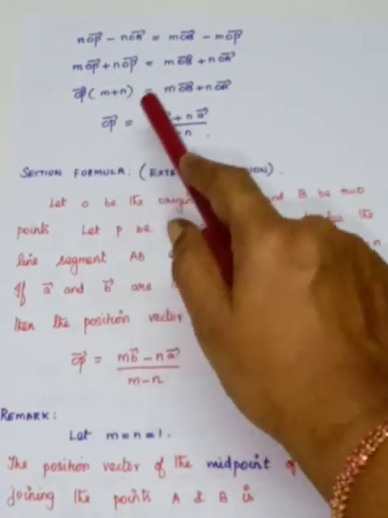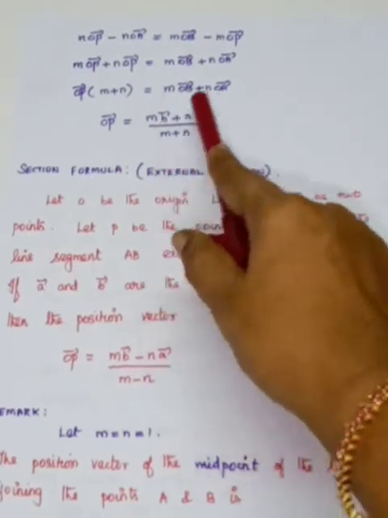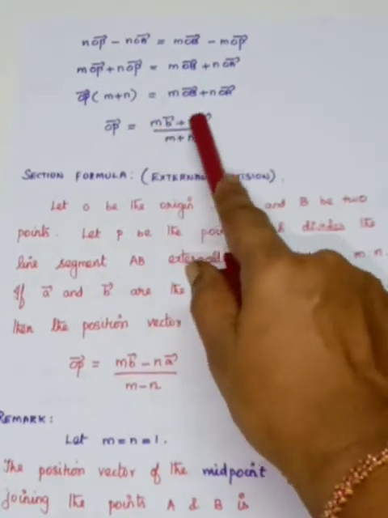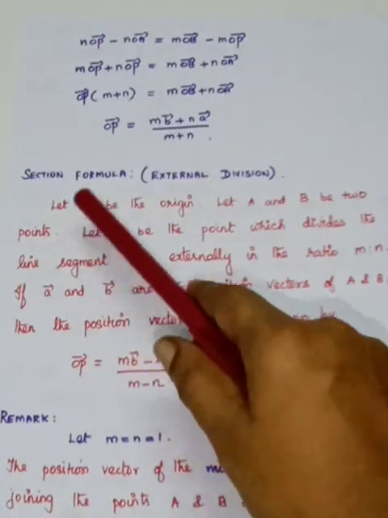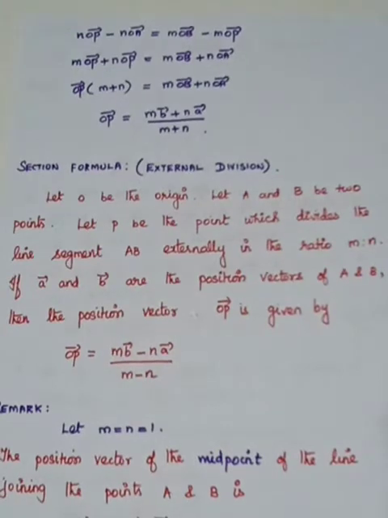So OP vector is equal to M. What is OB vector? It is B vector. What is OA vector? A vector. So OP vector is equal to M B vector plus N A vector divided by M plus N. If it's so, you see the section formula, external division. That means this P does not lie inside the line segment AB, it lies outside.